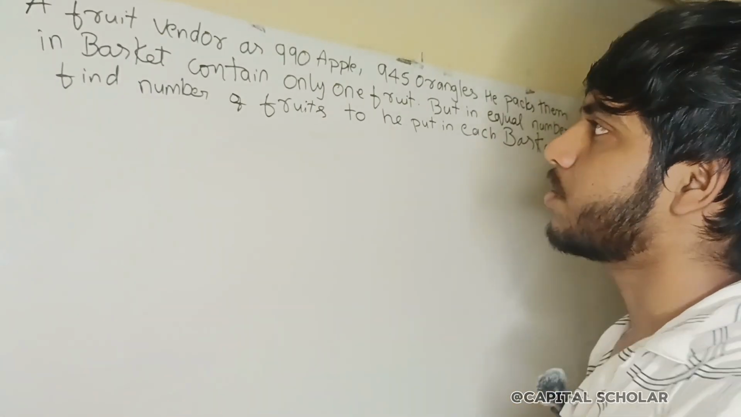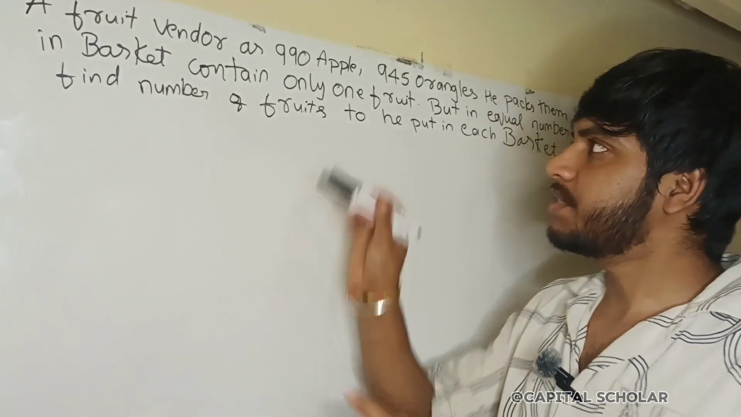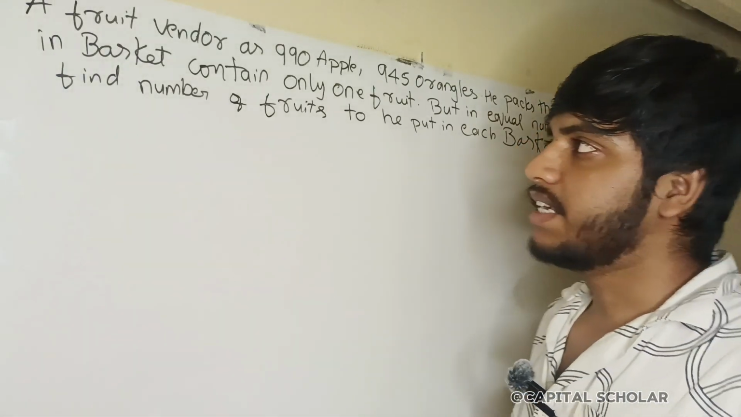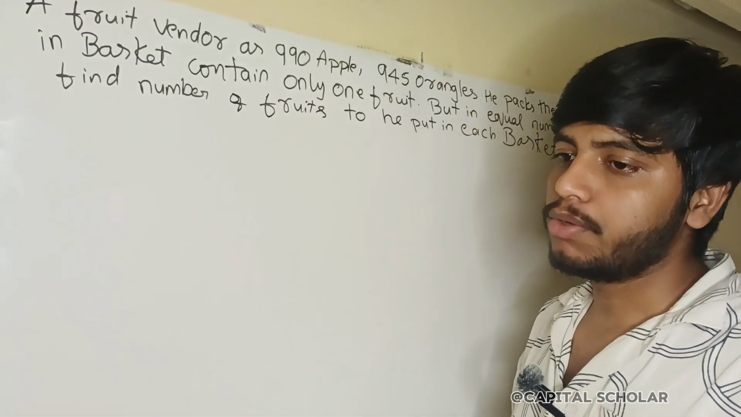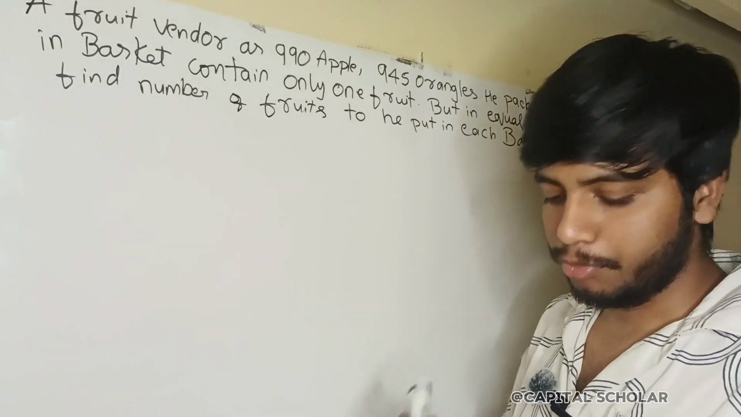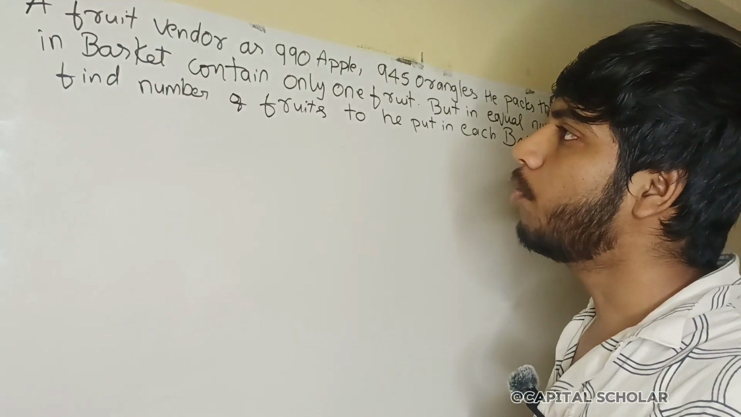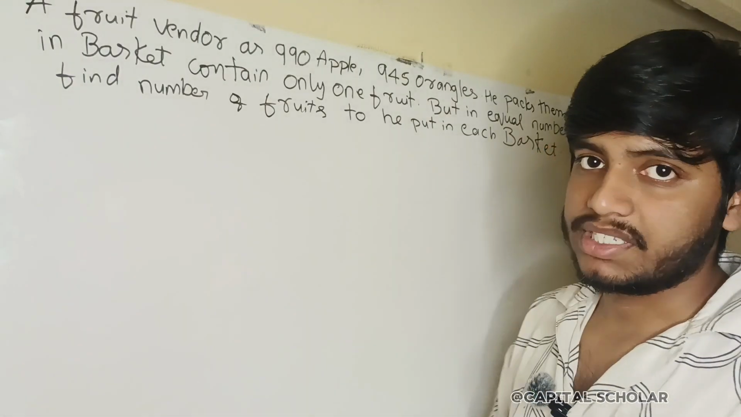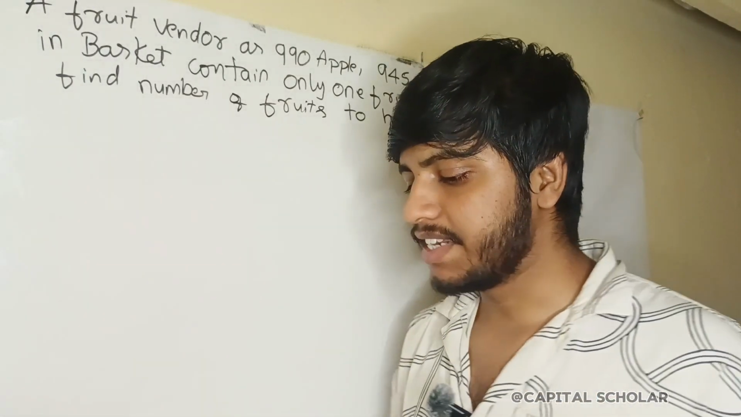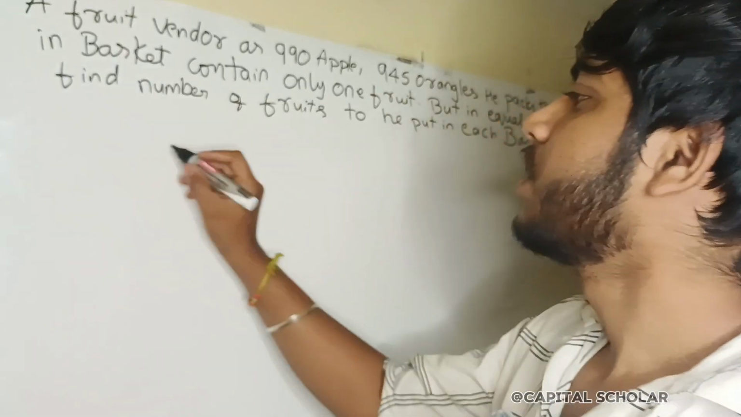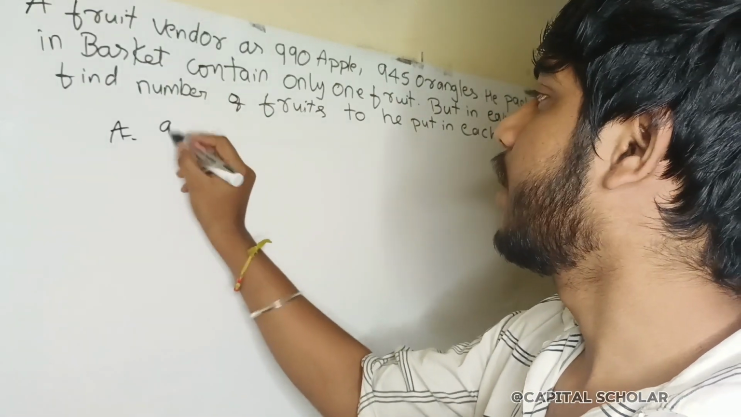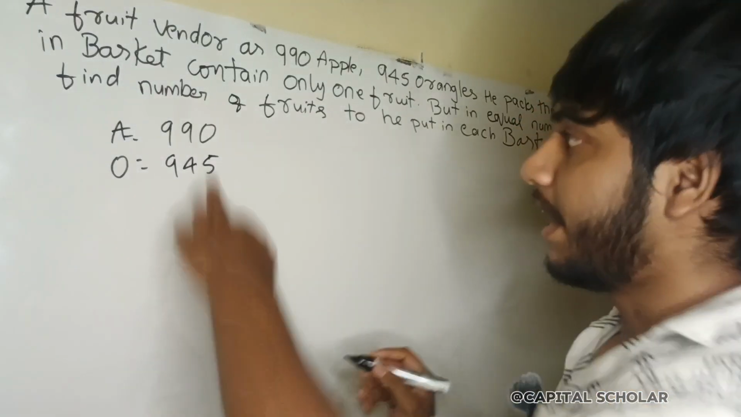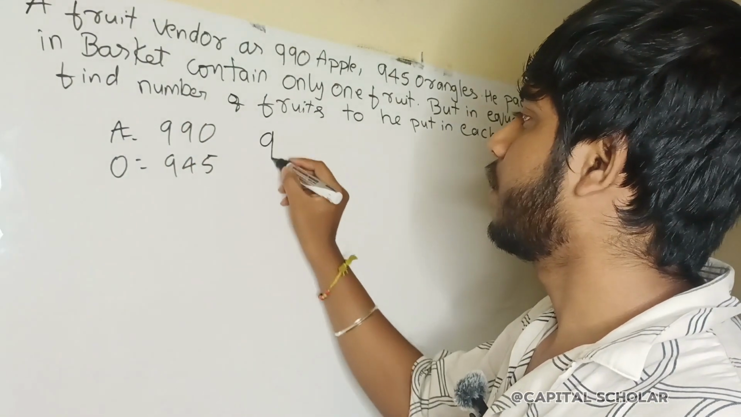So it's like the previous question. You have to put these apples and oranges in baskets. But the condition is, in a basket, if you put apples, you shouldn't put oranges. If you put oranges, you shouldn't put apples. So how many fruits should each basket contain, in equal numbers? Okay, let us find this. It's nothing but an HCF problem. So apples are 990, oranges are 945. Let us take the HCF of these 2 numbers.